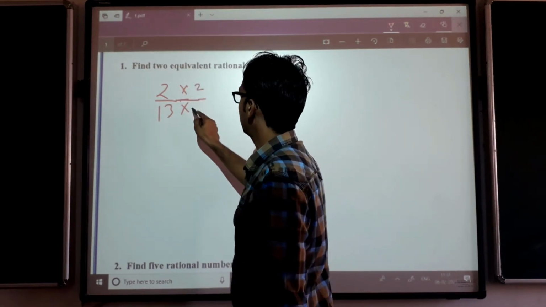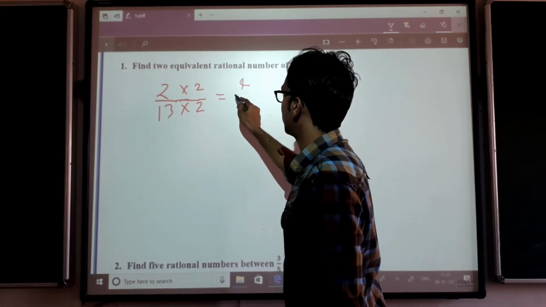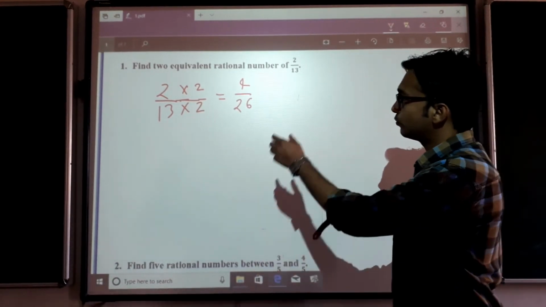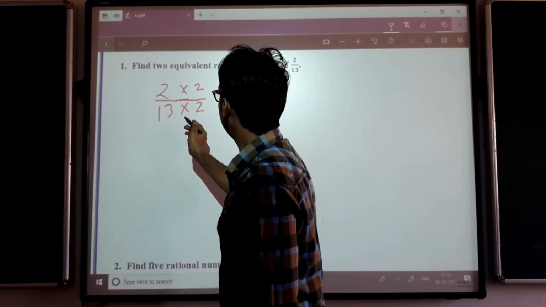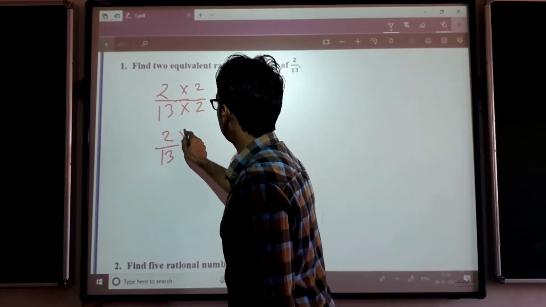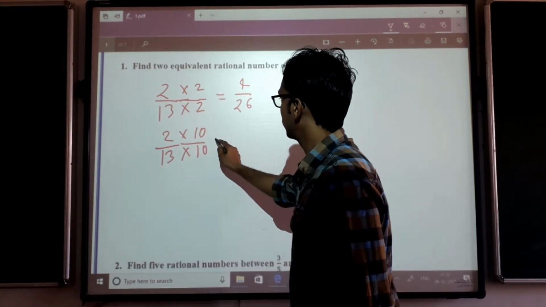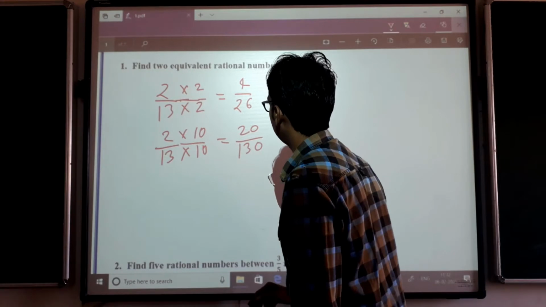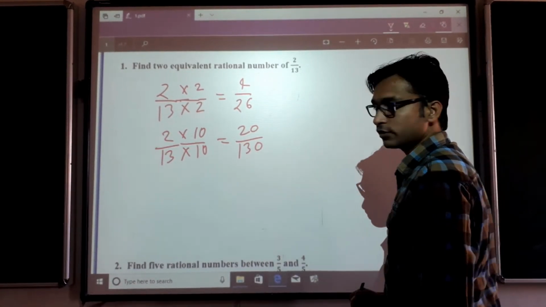So suppose I select a 2. So we get here 2 times 2 is 4, 13 times 2 is 26. So here we get the first equivalent rational number. For the second one we write here 2 upon 13. Let's select another number, let's say 10. So now we will get here 20 upon 130. So here 4 upon 26 and 20 upon 130.